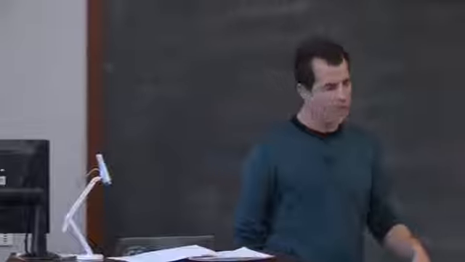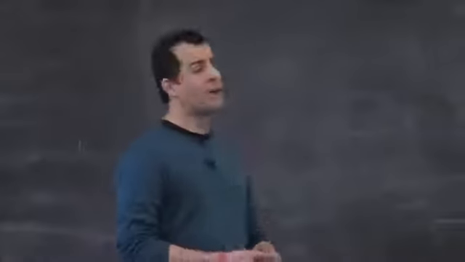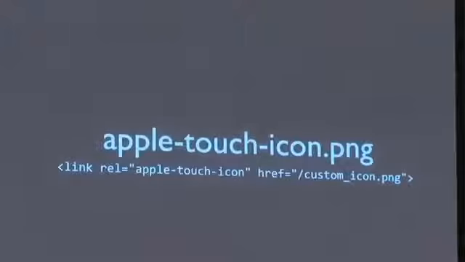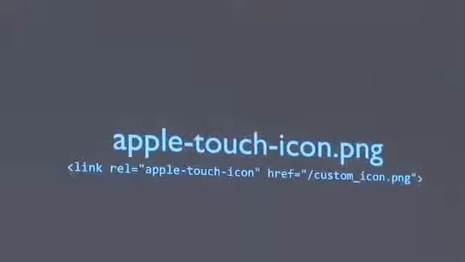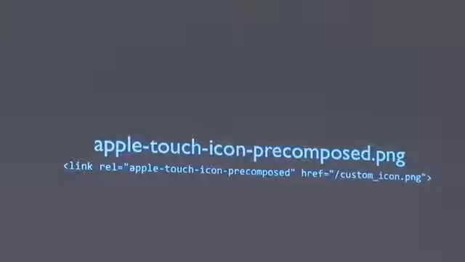At the bottom of these slides, you can't quite see it on this projector, there's the URL for the canonical documentation, for finding these kinds of things out. So what about a custom icon? You can do that by simply specifying the location of a PNG that the phone should use to store on the home screen. You can do pre-composed.